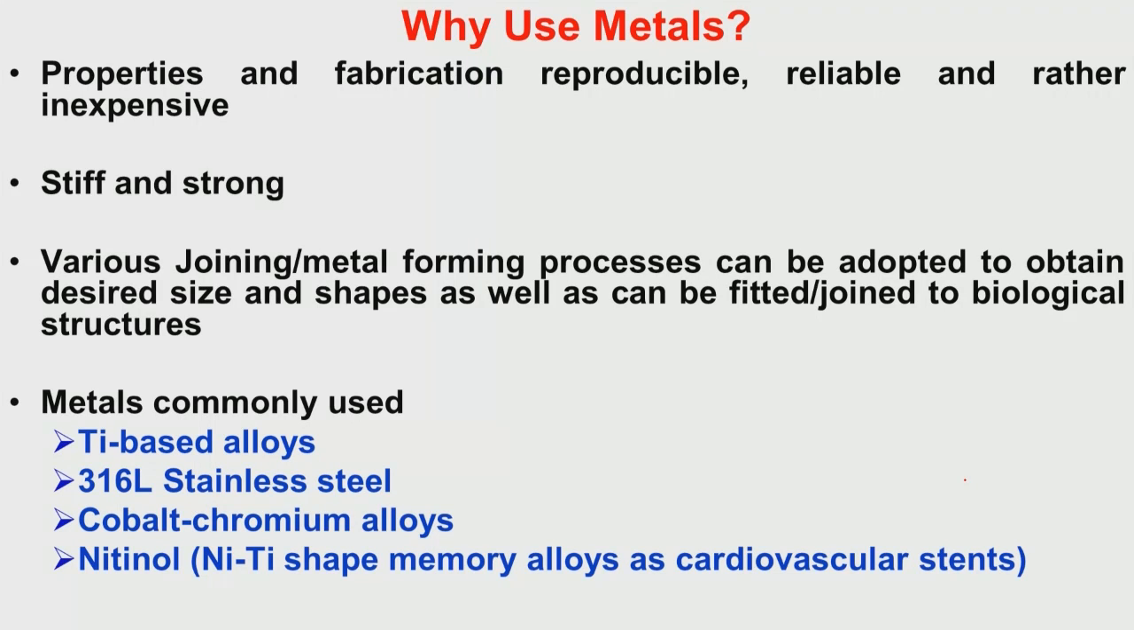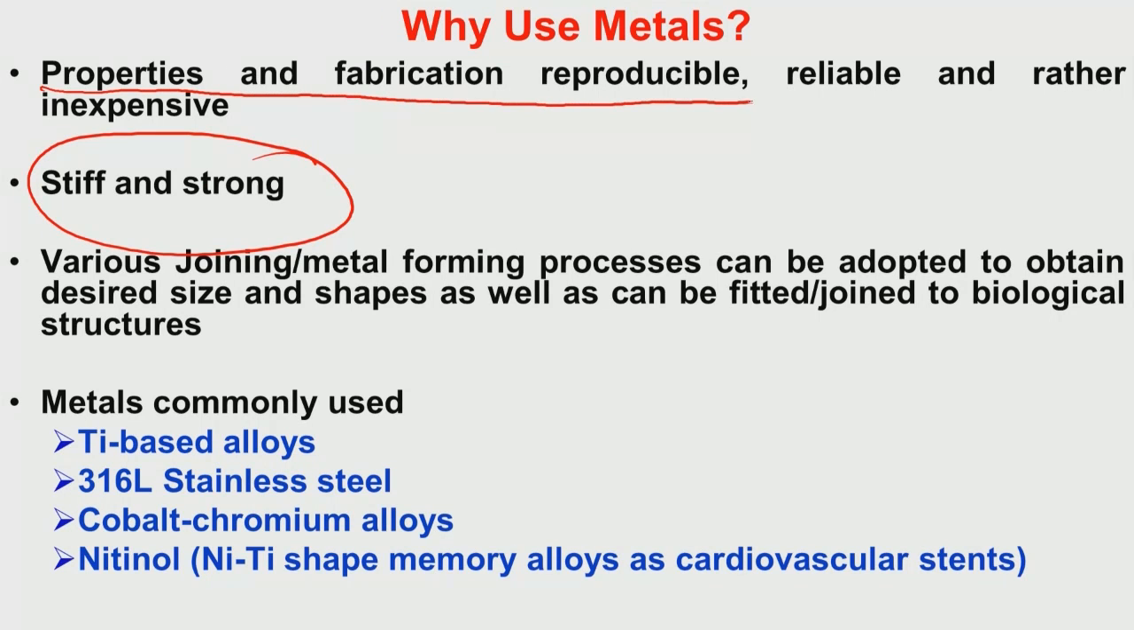So, why use metals for biomedical applications? They have elastic stiffness and they are strong. The most important thing that perhaps gains a lot of clinical acceptance is that properties of fabrication are reproducible.